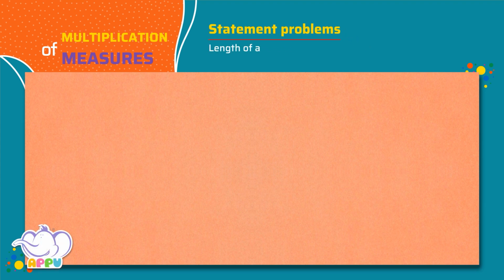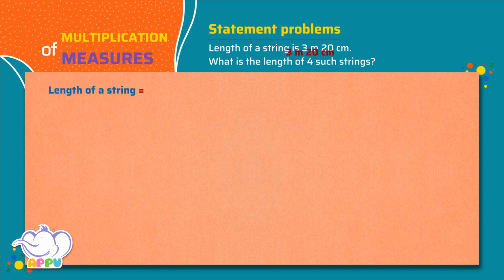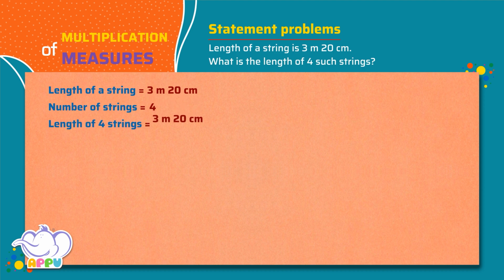Length of a string is 3 meters 20 centimeters. What is the length of 4 such strings? Length of a string equals 3 meters 20 centimeters. Number of strings equals 4. To find the total length, we multiply 3 meters 20 centimeters times 4.